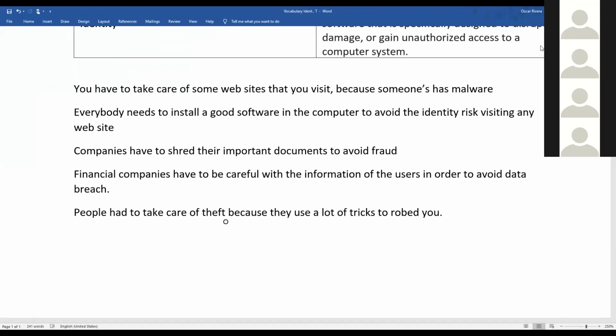We have, you have to take care of some website that you visit because someone has malware. Then, everybody needs to install a good software in the computer to avoid a identity risk visiting any website. Companies have to share their important documents to avoid fraud. Financial companies have to be careful with the information of the user in order to avoid data breach. And the last one, people have to take care of theft because they use a lot of tricks to rob you.